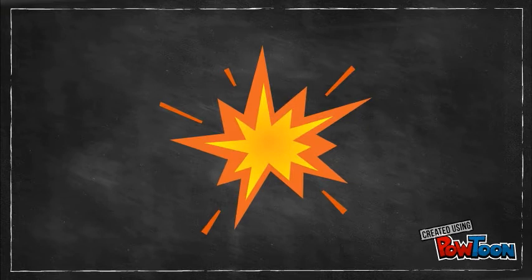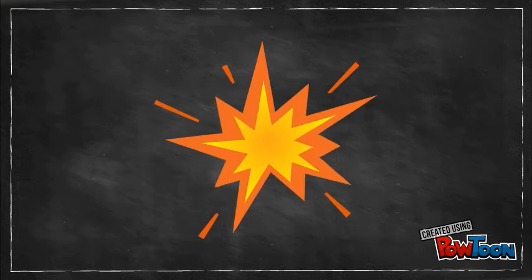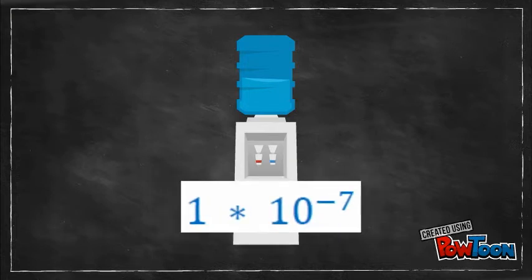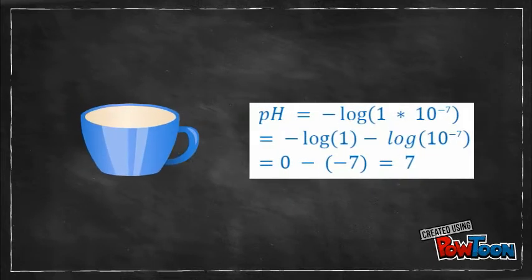This may surprisingly be applied in the chemist field. For example, pure water contains a hydrogen ion concentration of 1 times 10 to the power of negative 7 moles. To calculate the pH of the water, we may use logarithm rules, which gives the answer as pH 7.